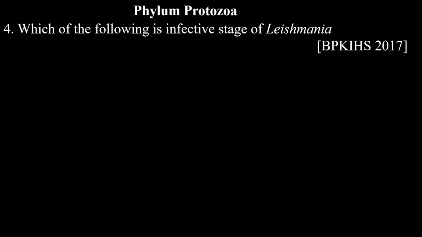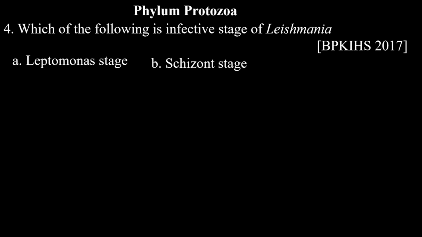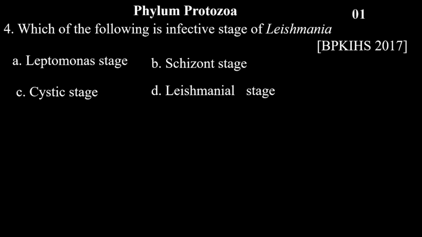Question number 4. Which of the following is the infective stage of Leishmania? Your options are A. Leptomonas stage, B. Leishmanial stage, C. Cystic stage, D. Leishmanial stage.